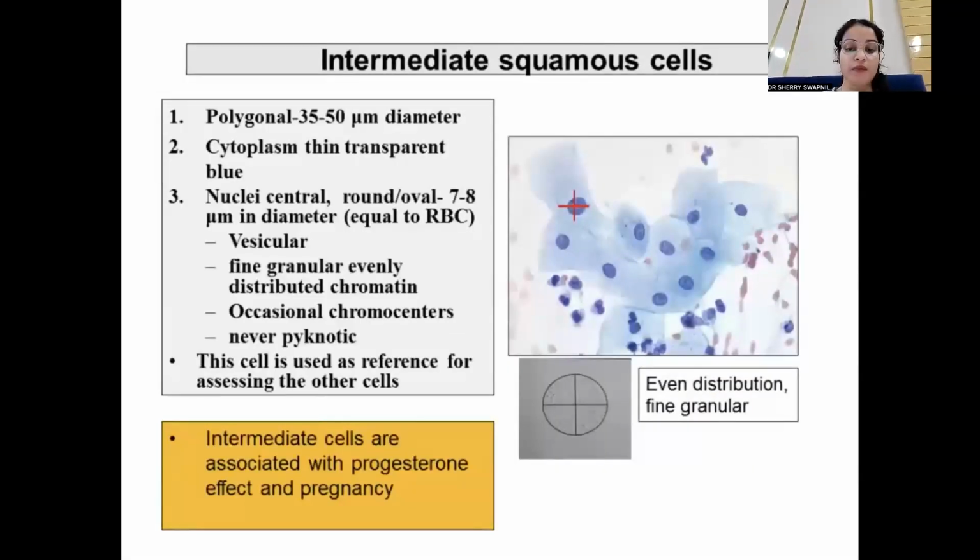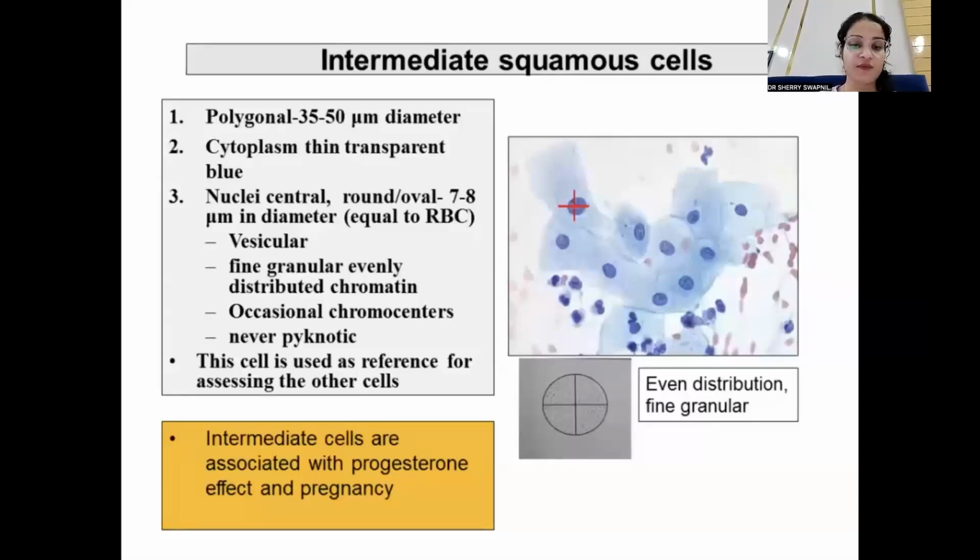Now, intermediate squamous cells. Why are intermediate squamous cells very important in reporting of pap smear? Because this is our referral point. Whatever we are going to compare, whether it's atypical, ASCUS, low grade lesion, high grade lesion or squamous cell carcinoma, everything we are going to compare with the nuclear size of the intermediate squamous cell. So these are also polygonal cells.